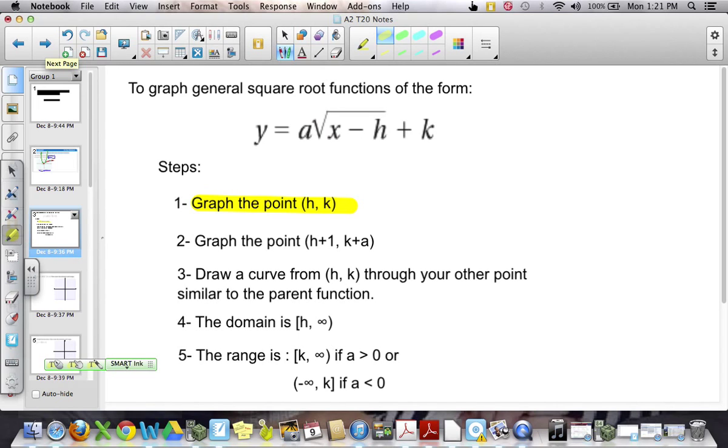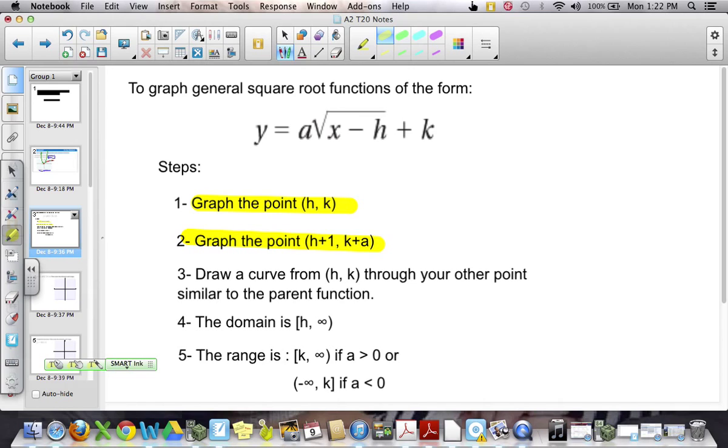All right, then the second point that you want to graph is basically you move 1 to the right of h and then up a units from k, or down if a is a negative number. So we graph this point, h plus 1, k plus a. The x coordinate is h plus 1, so just 1 to the right of whatever h was. And then k plus a, so whatever your k value was, you move up a units, or down a if it's negative.